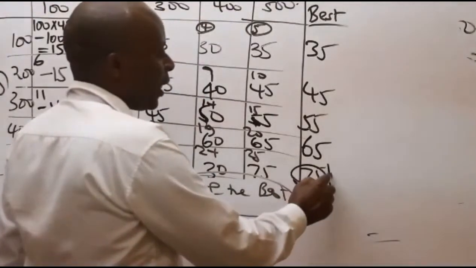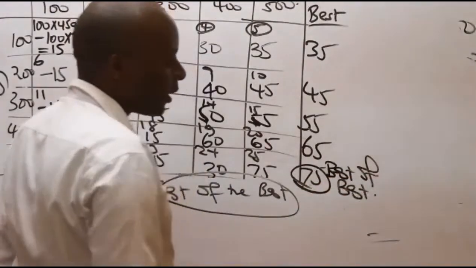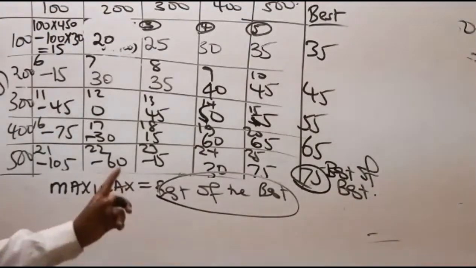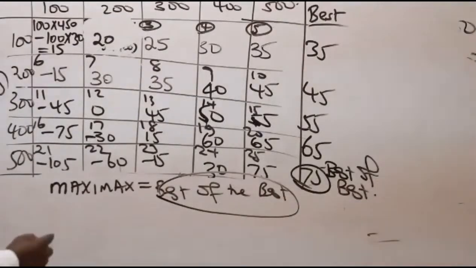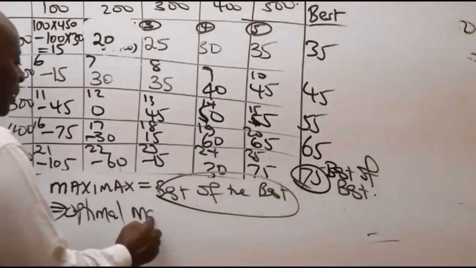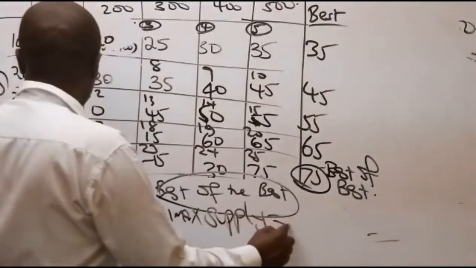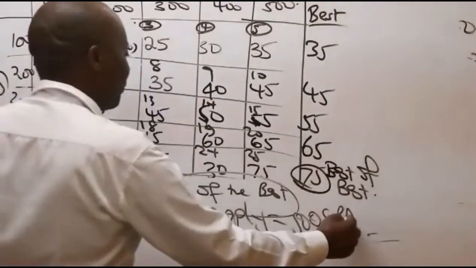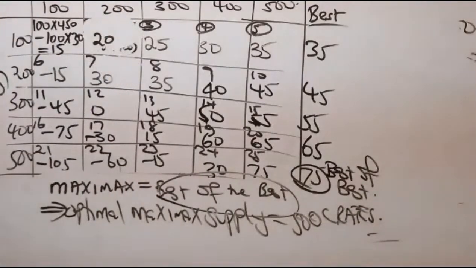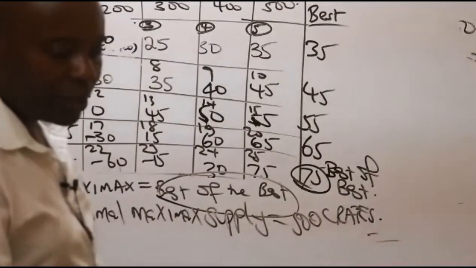It is this 75. This is what we call best of the best. And if that is the case, then we are advising these people to supply. So the optimal maxi-maxi supply equals 500 crates. That is maxi-maxi. And then, ladies and gentlemen, we have the last one here.